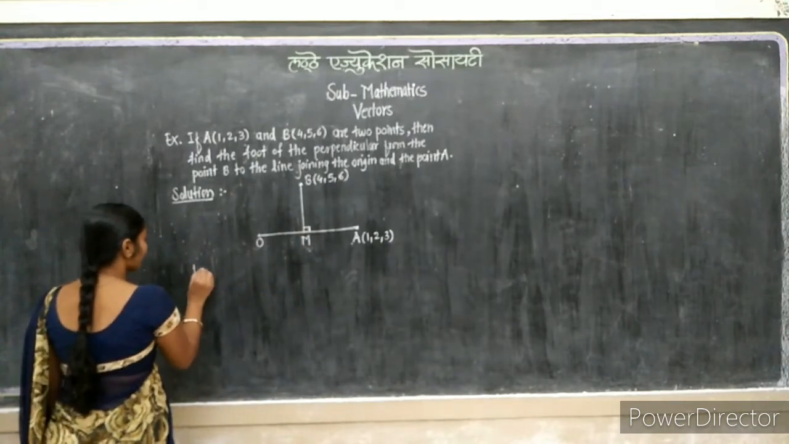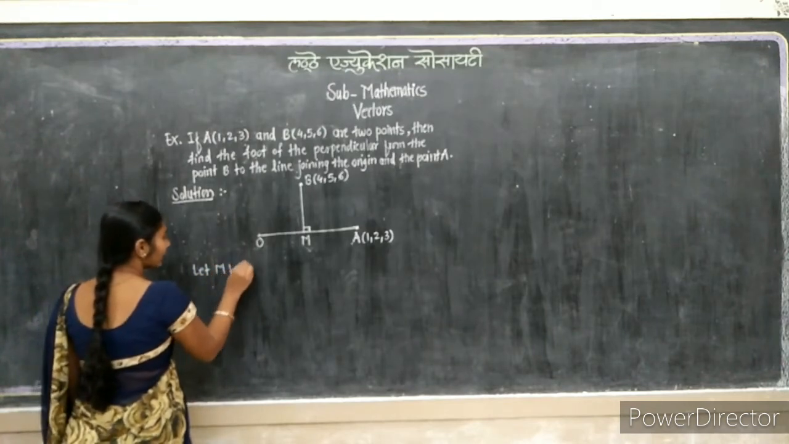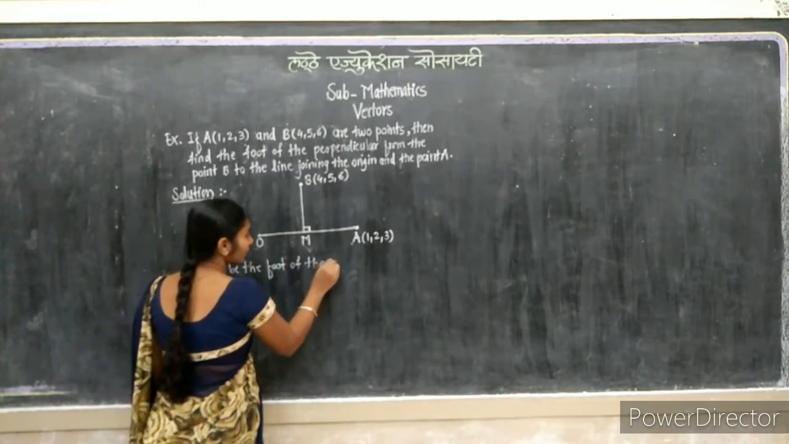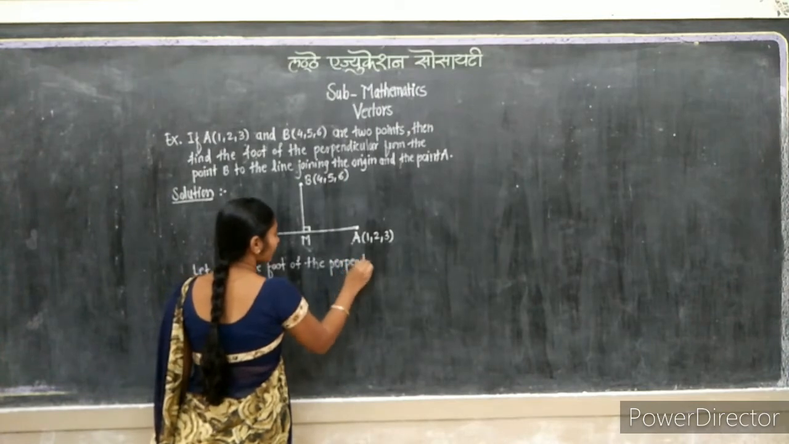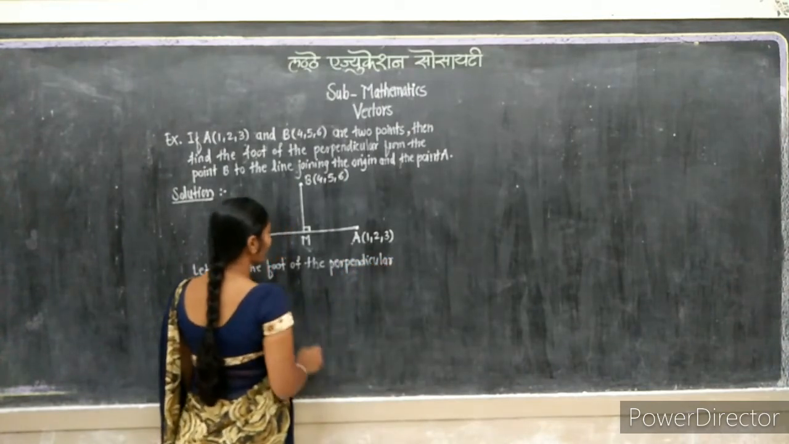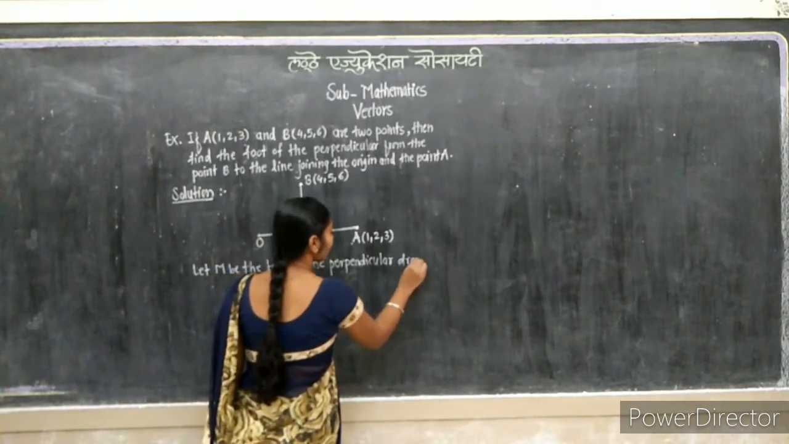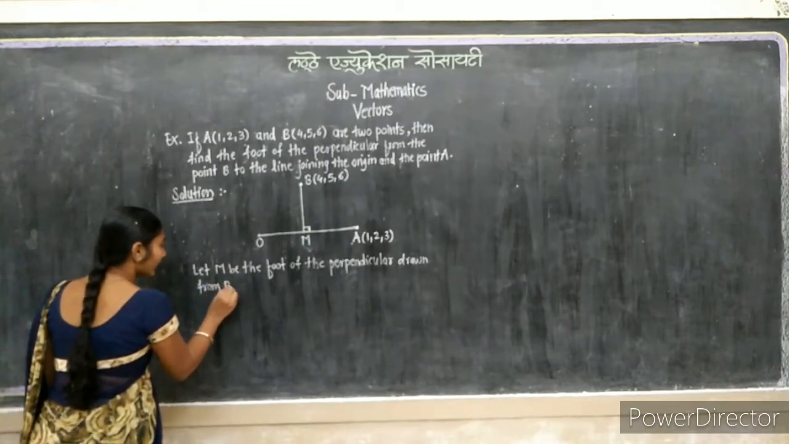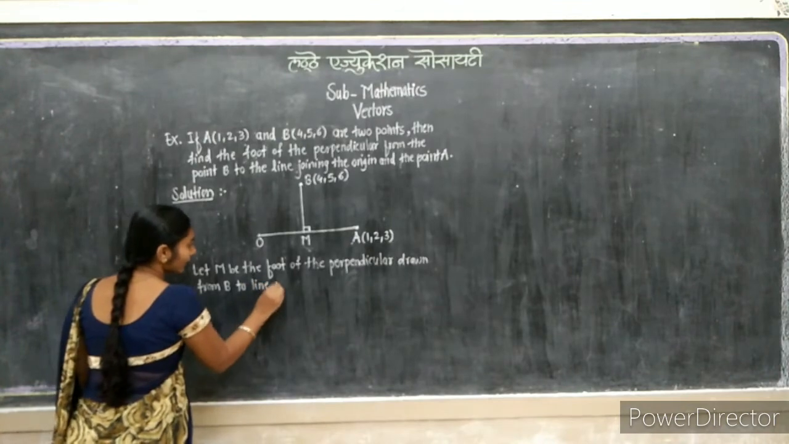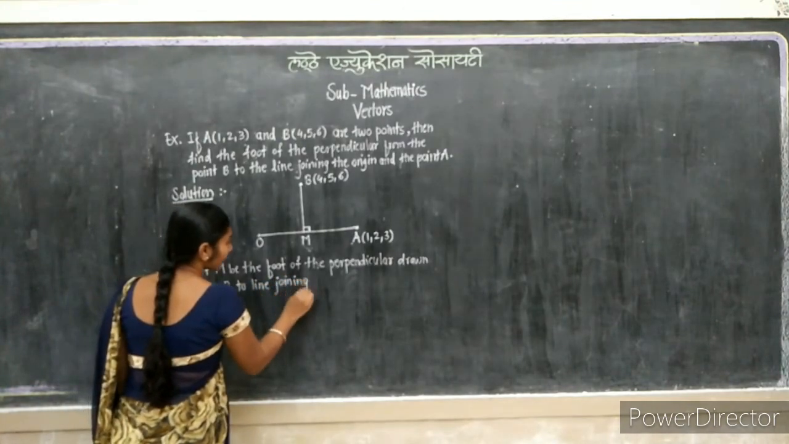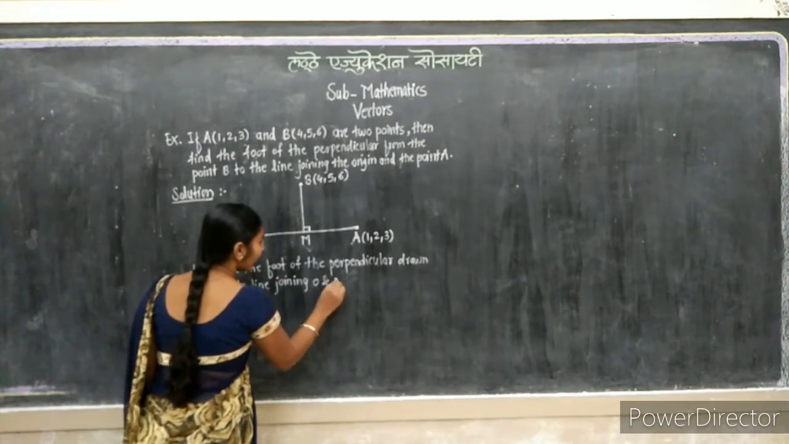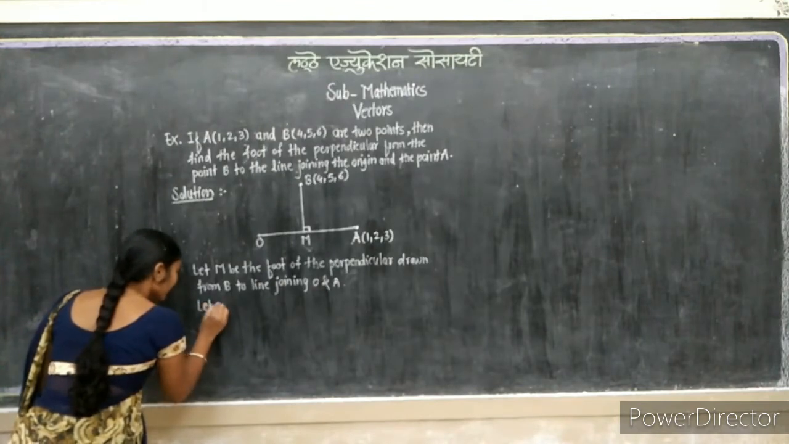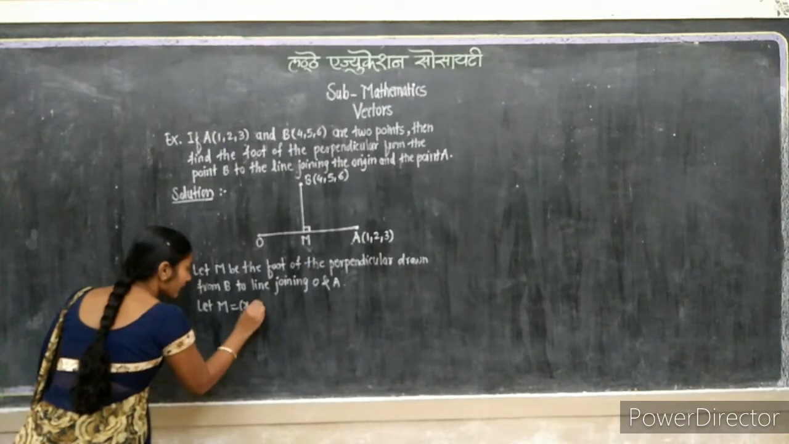Here we find out the coordinates of M. Let M be the foot of the perpendicular drawn from point B to the line joining points O and A. Let the coordinates of M be x, y, z.